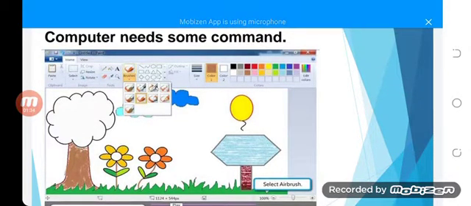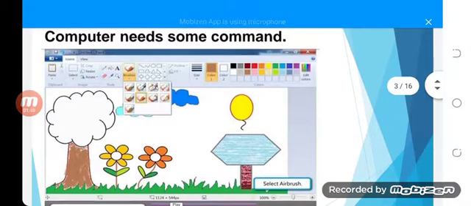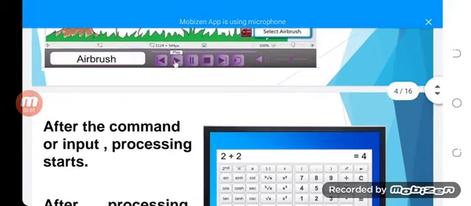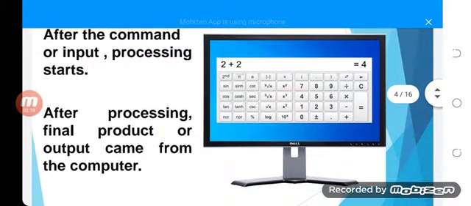So dear students, a computer needs some command, which could be of any type. We can provide the command of multiplication, subtraction, addition, or we can give the command of the Paint window, and after the command we can draw some pictures, or we can make a poster on that MS Paint window. After the command or input, processing starts.